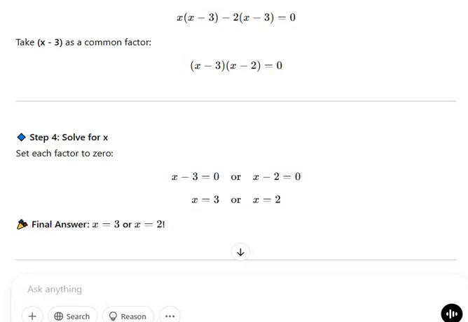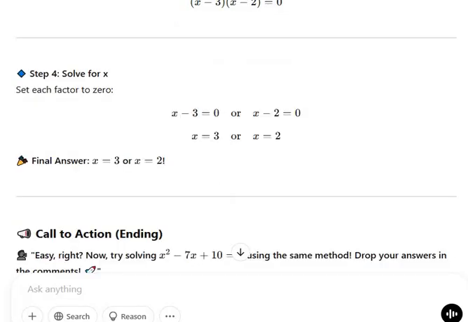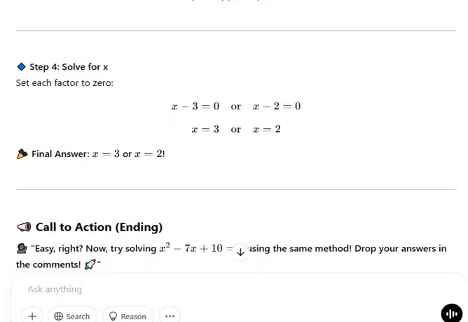Now you can try another question. I am giving you an example with the same terms. Easy, right? Now try to solve this equation using the same method. Drop your answer in the comments. If you find any problem, I will make another video. This is the first type of factorization, and you must remember it. If you find it good, then I will try another type. Good luck.